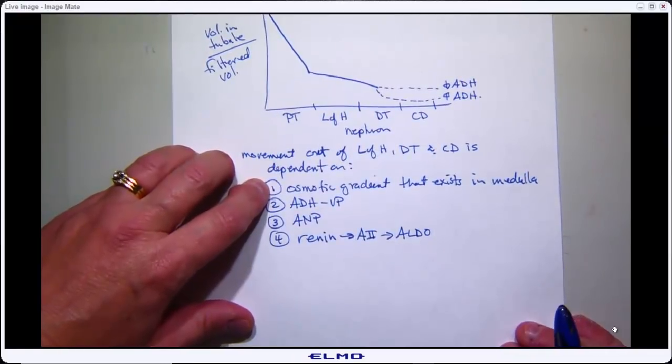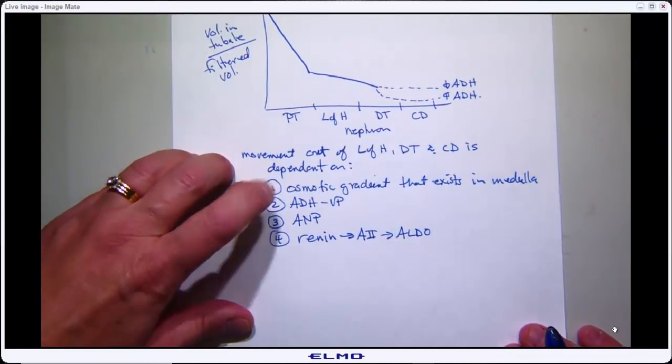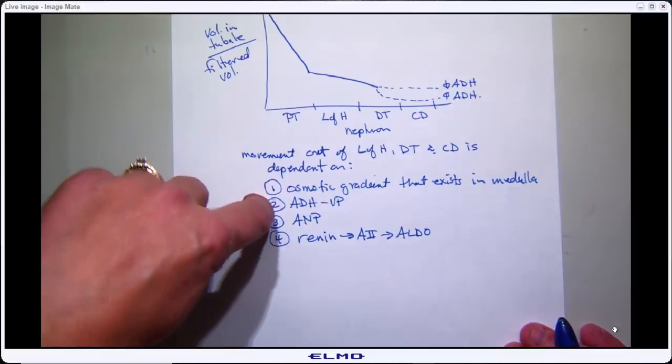So what we've done there is we've looked at the osmotic gradient that exists in the medullary space, and now we're going to move on to number 2 to think about ADH.